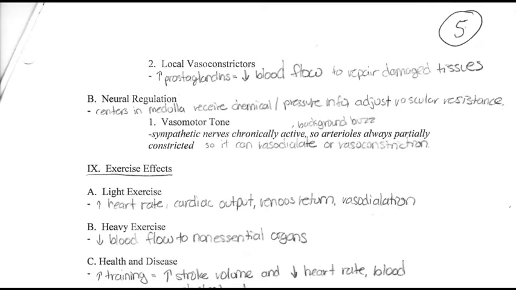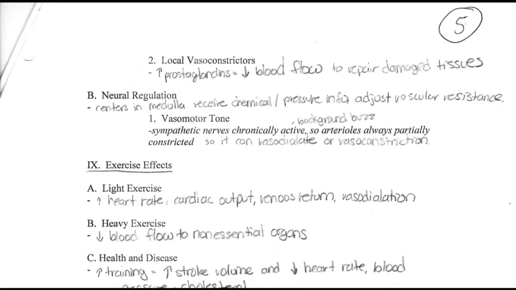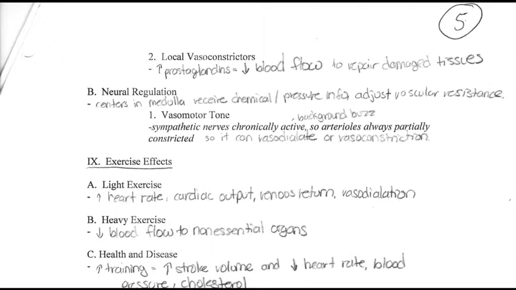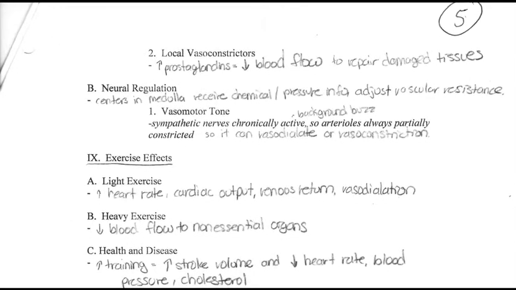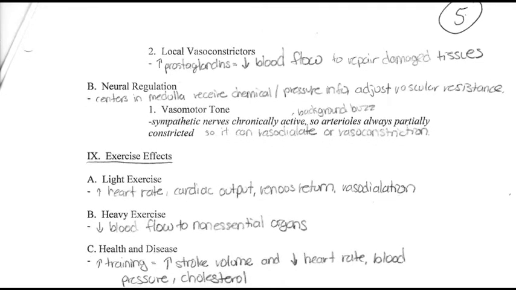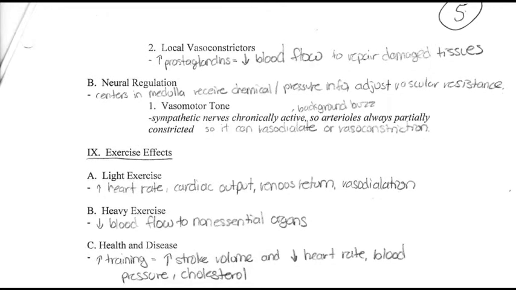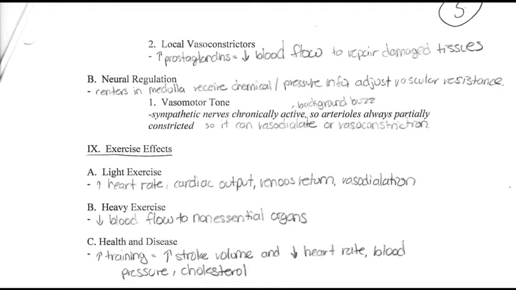Vasomotor tone. With respect to vasomotor tone, sympathetic nerves are chronically active, so arterioles are always partially constricted. This could be thought of as background buzz. The arterioles are always partially constricted so that they can vasodilate or vasoconstrict.